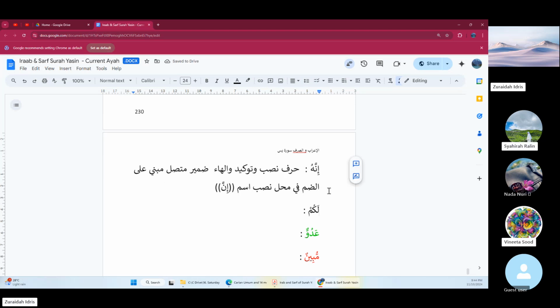Just like ya Zaidu. Zaidu is also mabni, on the damma, but it's fi mahalli nasb as well because it's munada. So the same case here, innahu. This is ism inna, which makes things mansub, so it cannot be marfu', it has to be mansub.